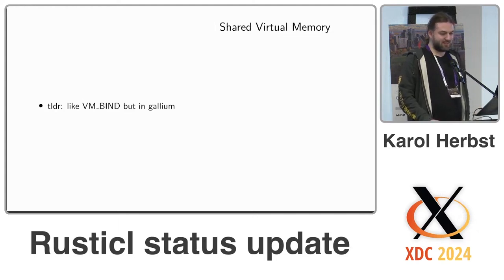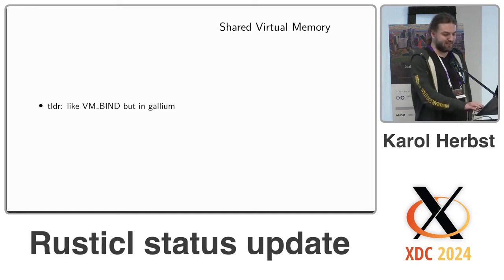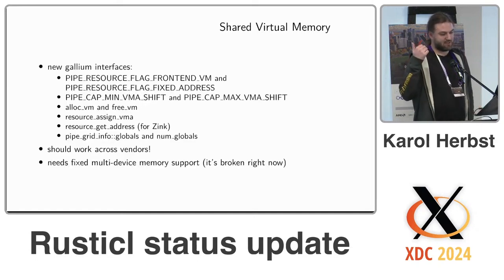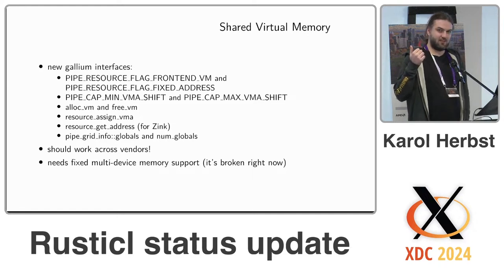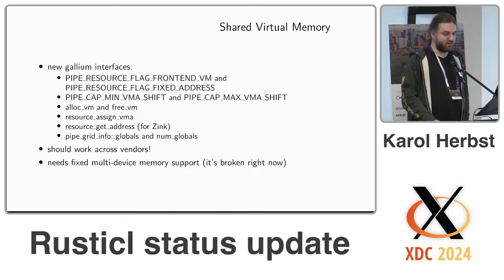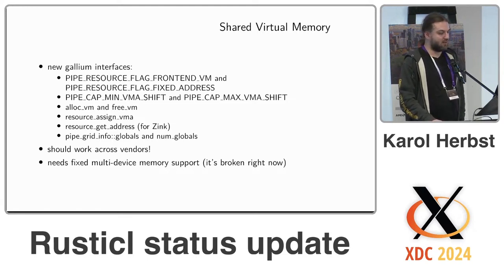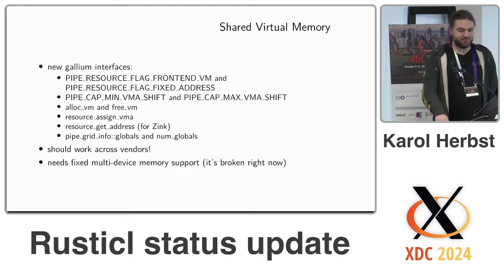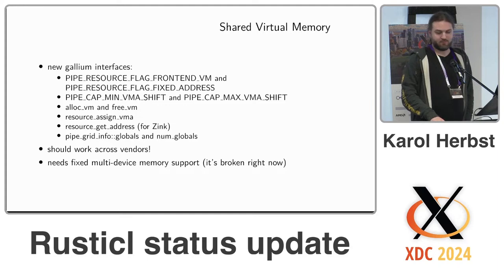it's basically like VM bind, but in Gallium. I have some details. I will create a merge request at some point for this, but basically it allows me to cut out a VM range and then assign addresses to memory allocations. And this will allow me to basically support SVM also across vendors and multiple devices. So yeah, some people were interested in this, and I wanted to implement shared virtual memory anyway.